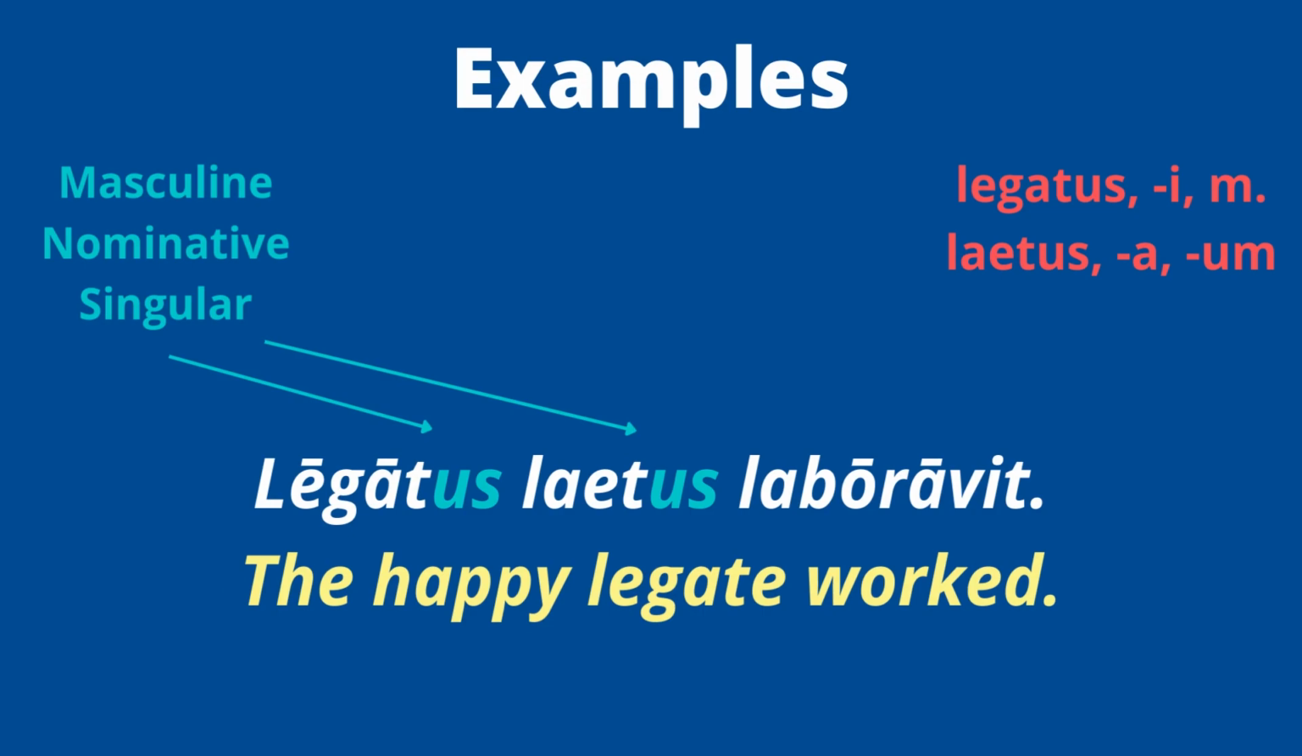So here are some examples. If I gave you legatus laetus laboravit, the happy legate worked. Legatus and laetus go together. Legatus, you'll see up in the top right in red, is a second declension noun, and laetus is a first and second declension adjective. This is the reason they're using the same ending, us. Those are both masculine, nominative, and singular. The reason they have the same spelling is because they just happen to be the same declension. That's the only reason. But case, number, and gender is really the important thing.